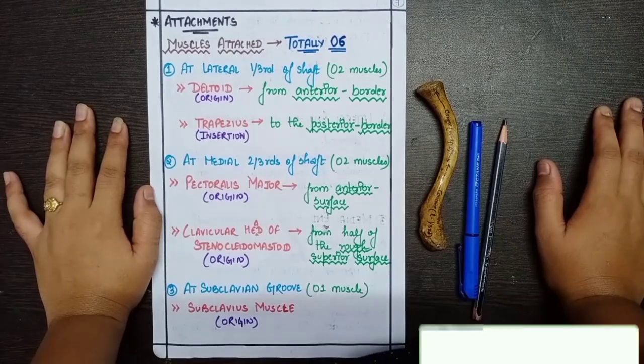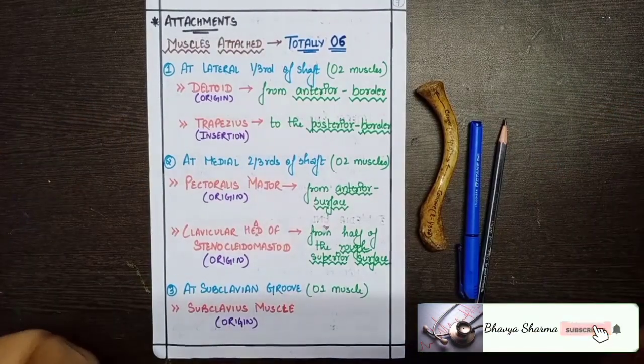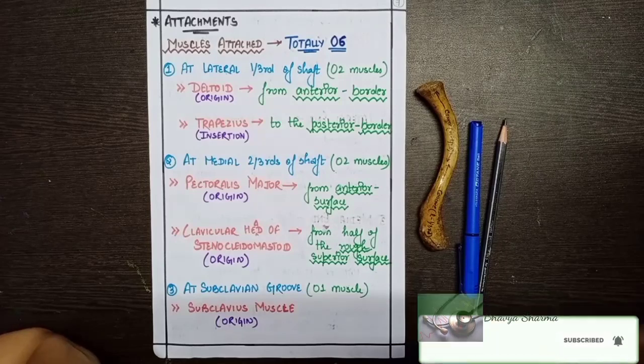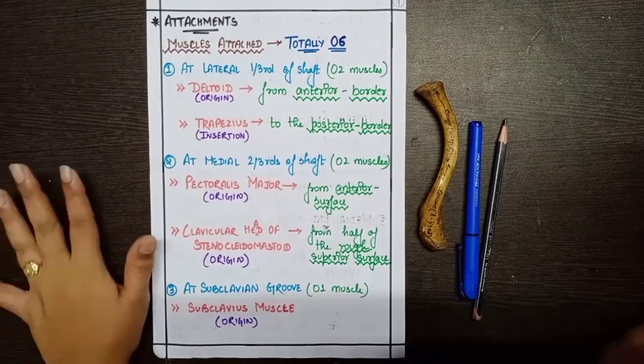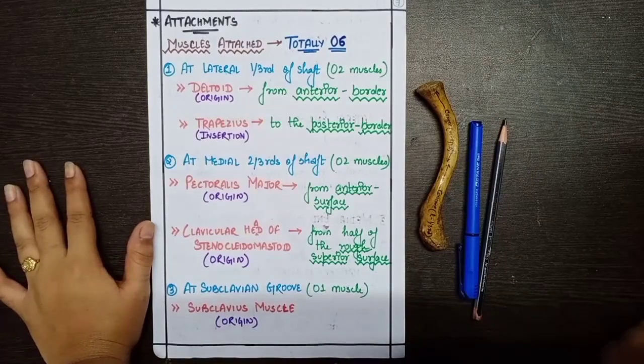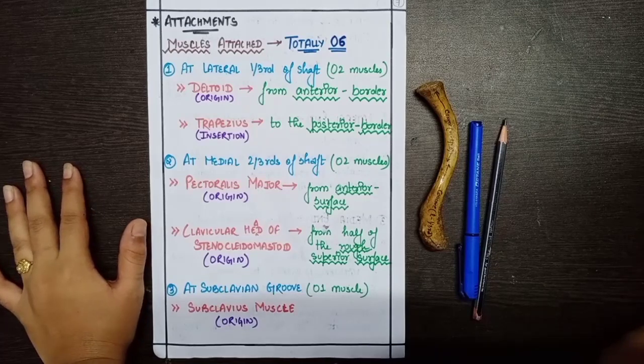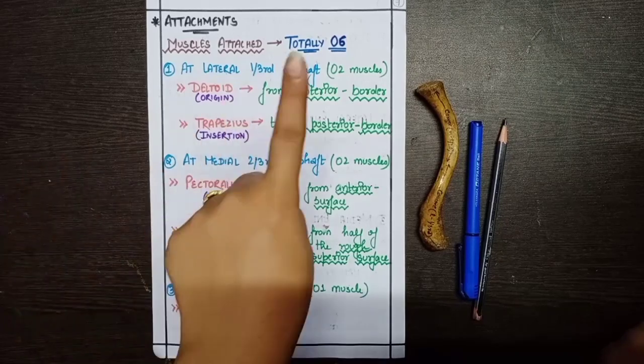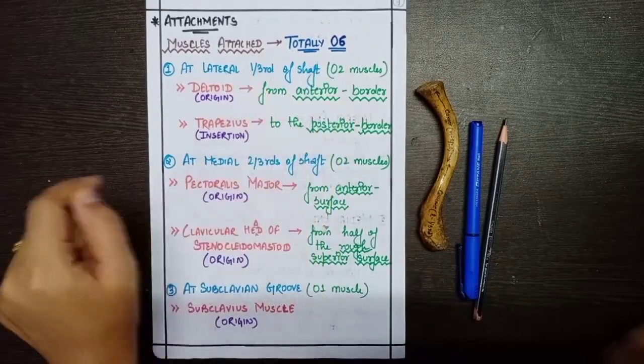This is Bhavya Sharma here, and today we are going to learn about the muscle attachments and the clinical anatomy of the clavicle bone. In the previous video, we have already studied the features, the importance and the site determination of the clavicle bone, and in this video we are going to learn about the muscle attachments and the clinical anatomy of the clavicle bone.